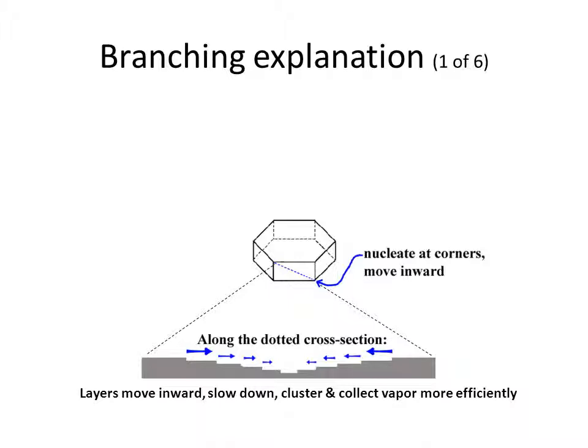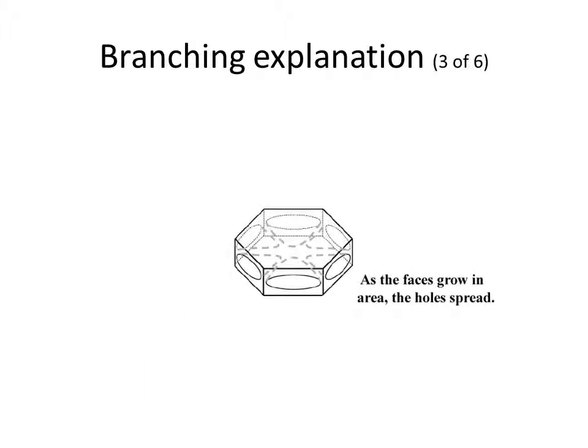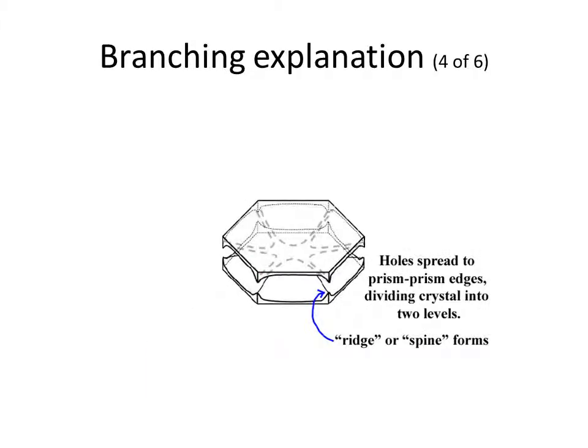But it doesn't stay this way. As the face gets larger, the clustering gets more severe, and a hole develops in the center. The hole grows. Because of the shape of the crystal, this hole breaches the prism edges first, dividing the crystal into a bottom level and a top level.